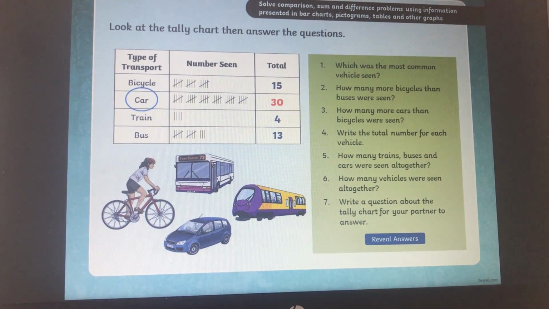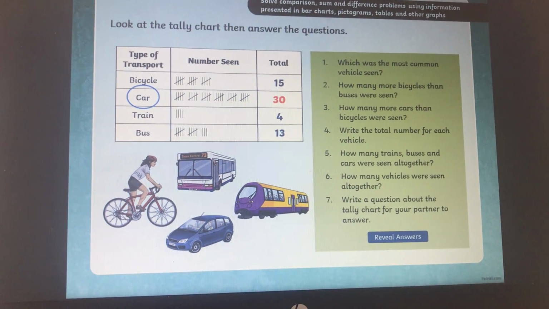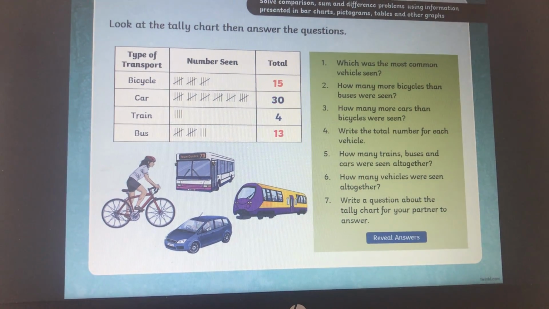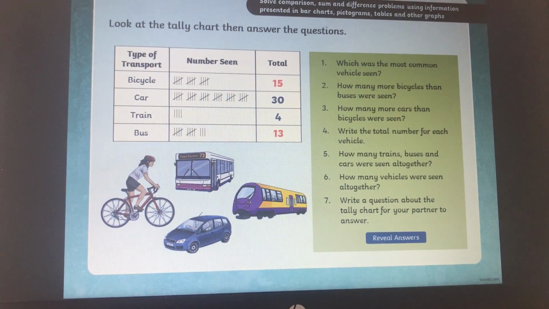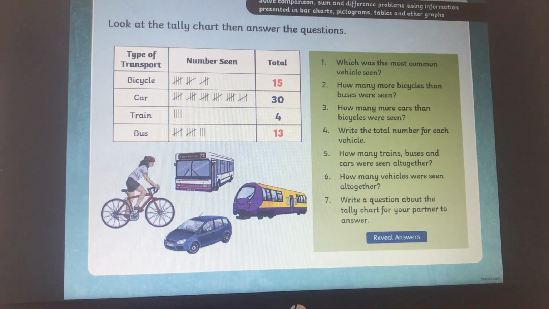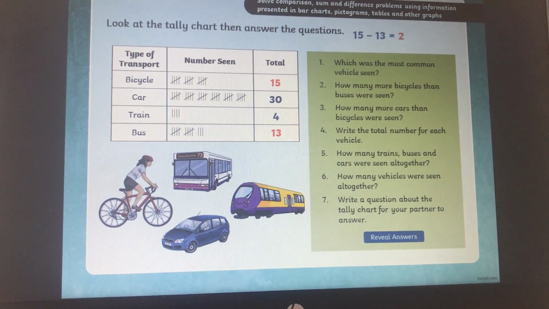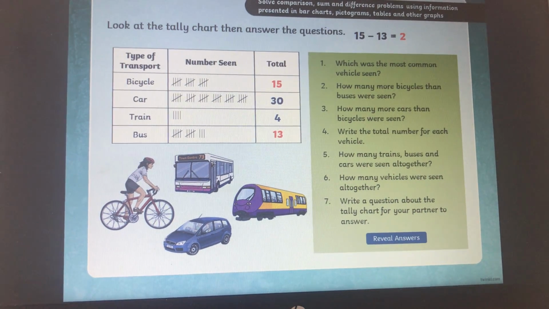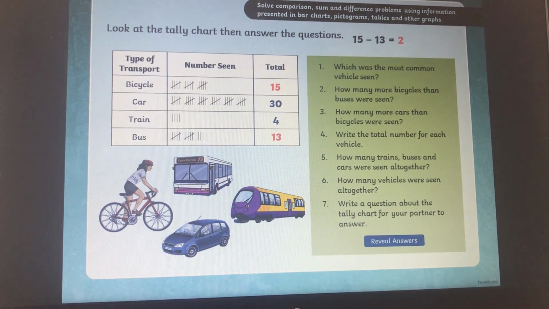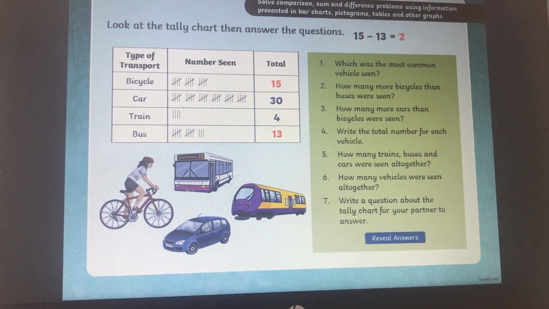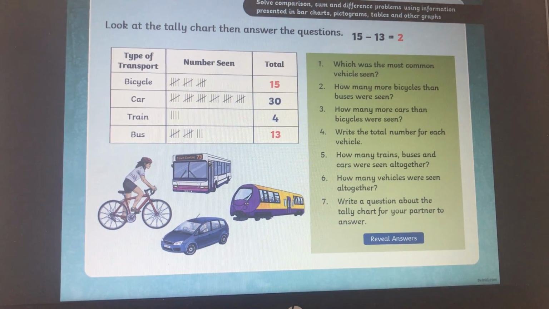Question 2. How many more bicycles than buses were seen? In this case, I'm looking at bicycles, which is 15, and bus, which is 13. 15 take 13 equals 2. 2 more bicycles were seen than buses.